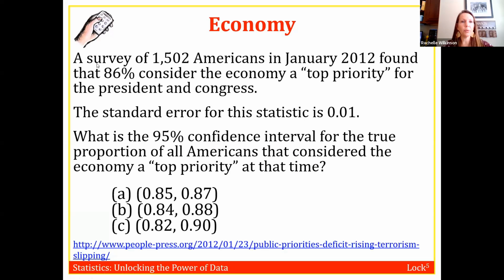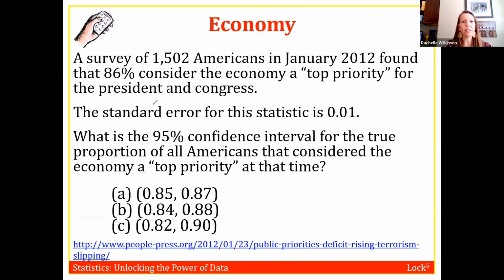Let's look at an example here. A survey of 1,502 Americans in January 2012 found that 86% consider the economy a top priority for the president and Congress. The standard error for this statistic is 0.01. What is the 95% confidence interval for the true proportion of all Americans that considered the economy a top priority at that time?